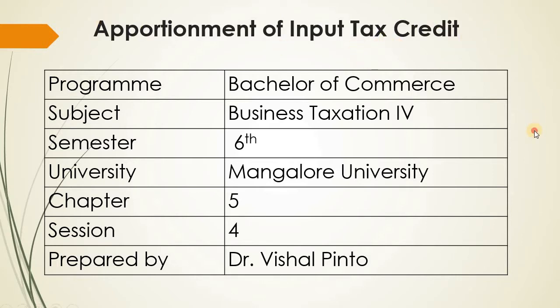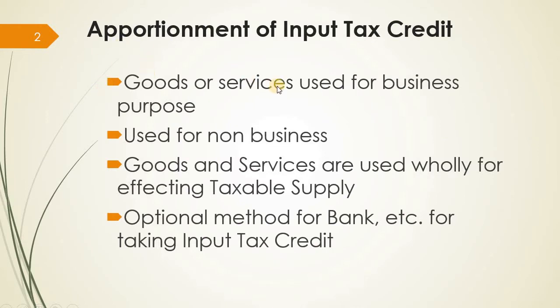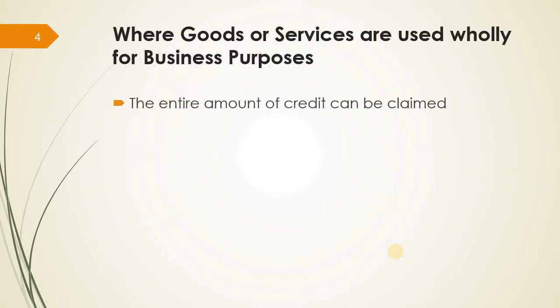In this session we are going to discuss how the input tax credit can be apportioned. My session will cover goods or services used for business purpose, goods or services used for non-business purpose, goods and services used only for effecting taxable supply, then the optional method for banks, etc., for taking input tax credit.